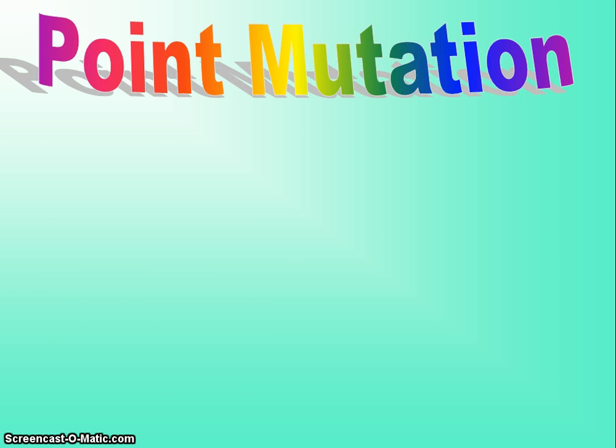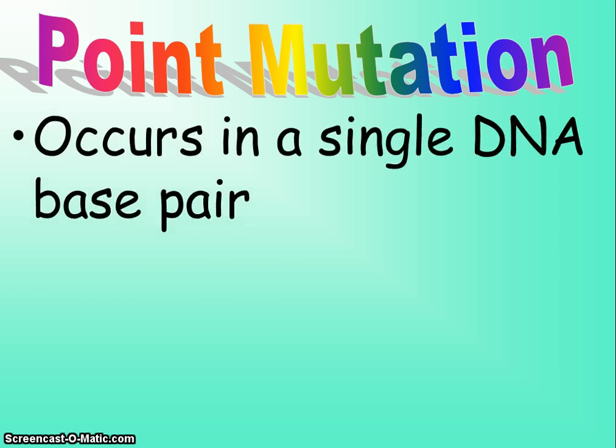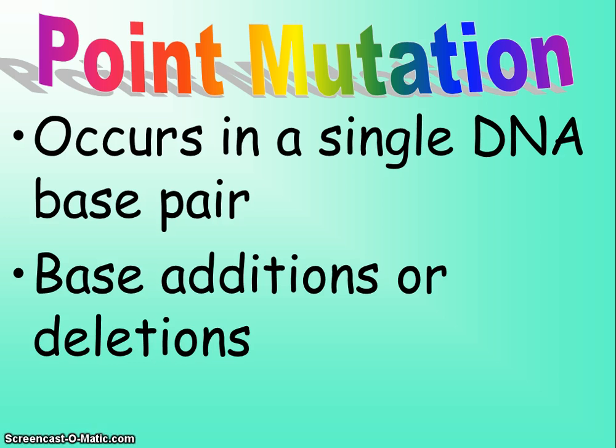One example of a mutation is called a point mutation. That means that it occurs at one base pair on the DNA, at one single point. There could be a base addition where we add in an extra base, or it could be a base deletion when we accidentally remove a base.